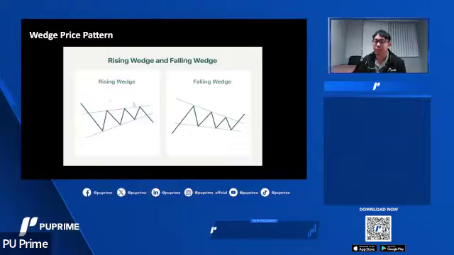So this is very important. It really depends on where it happens and what kind of price pattern it is signaling to us. This is very confusing, so you have to be aware.